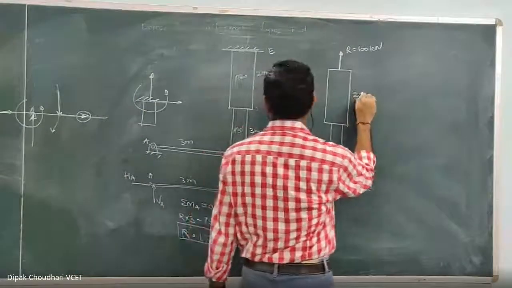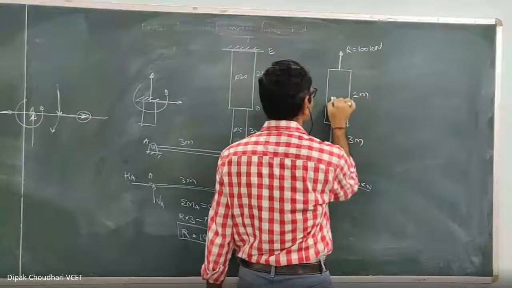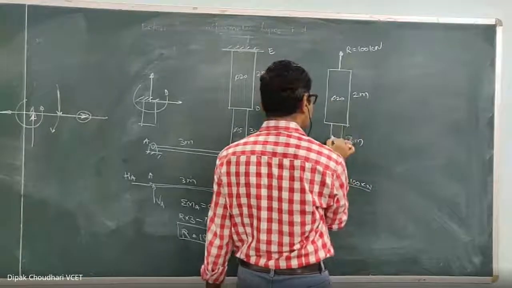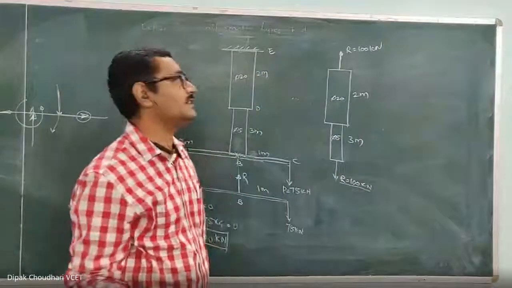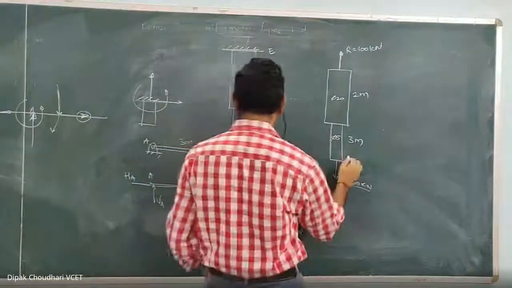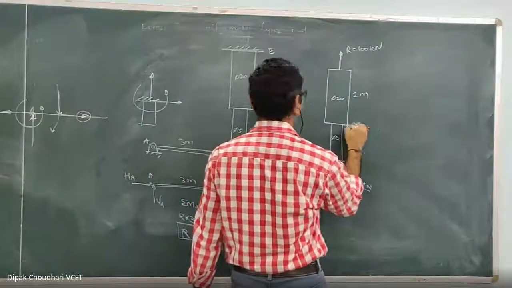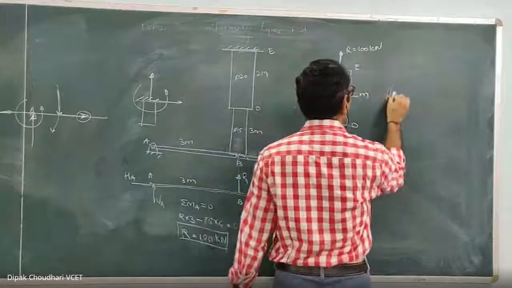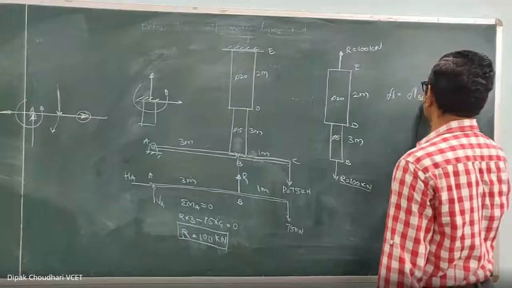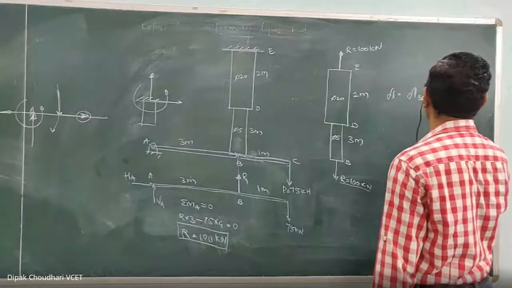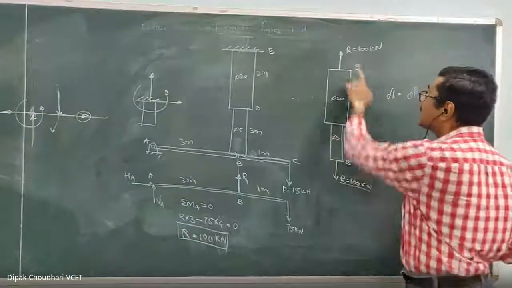Okay, so this is 2 meter, this is 3 meter, this is 520, and this is 515. The sum becomes similar to the previous yesterday's question. You have to calculate the total deformation. So total deformation is equal to deformation of the part BD plus deformation of the part DE.